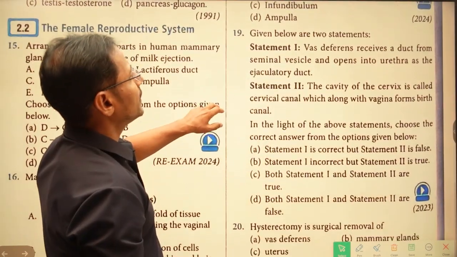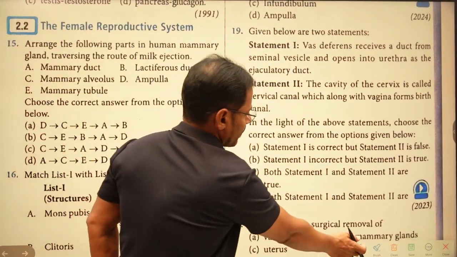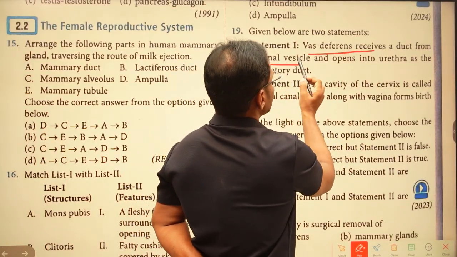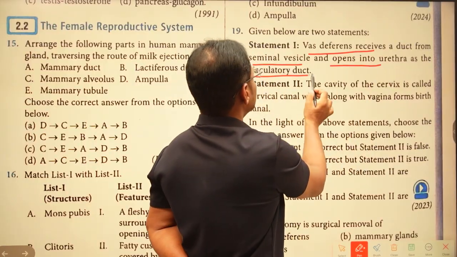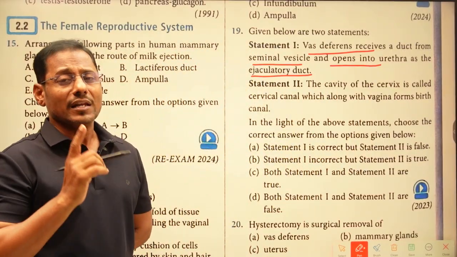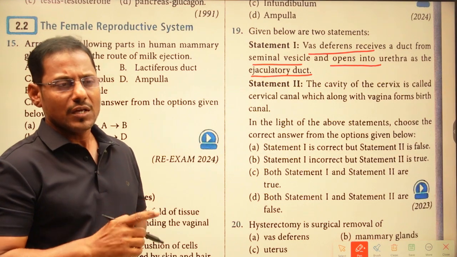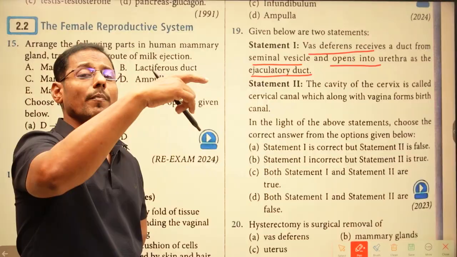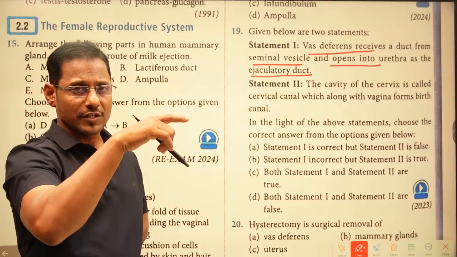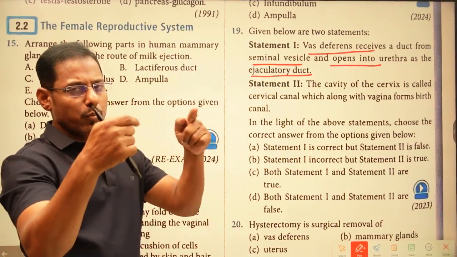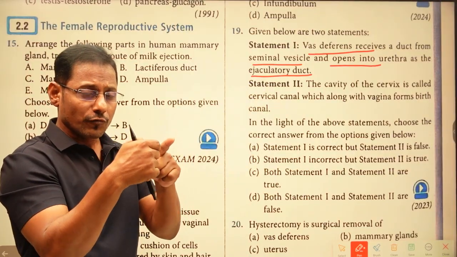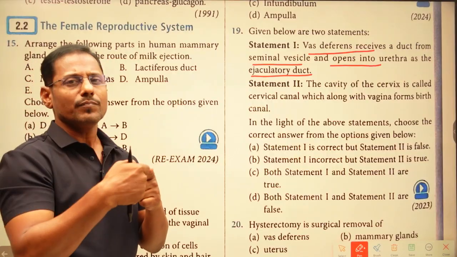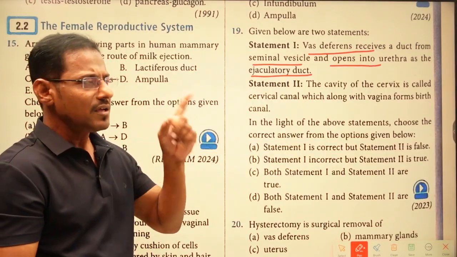Right, next, given below are the two statements. Vas deferens receives a duct from seminal vesicle and opens into urethra as ejaculatory duct, right? In the last session we discussed this one. There is a duct which arises from the seminal vesicle. It is going to merge with the vas deferens which is coming from the upside. Both these ducts join to form the ejaculatory duct, which opens into the urethra. So already we discussed in the last session.